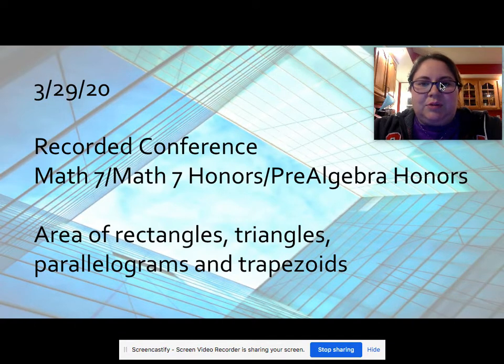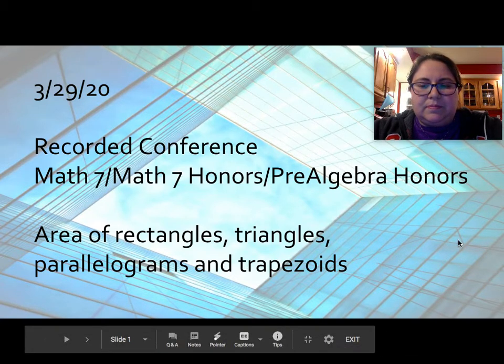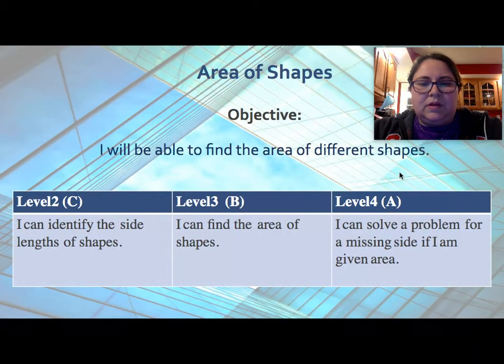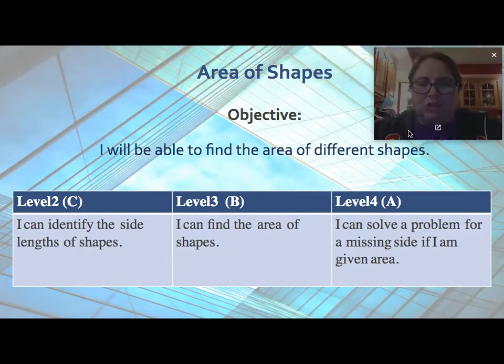Today, what we're going to work on. So if you're in seventh grade math or seventh grade honors math or pre-algebra math, we're all going to do the same lesson today. We're going to work on finding the area of two-dimensional shapes. This should be a bit of review, but there might be some shapes that you haven't worked as much with in the past. So our goal for today is to be able to find the area of different two-dimensional shapes.